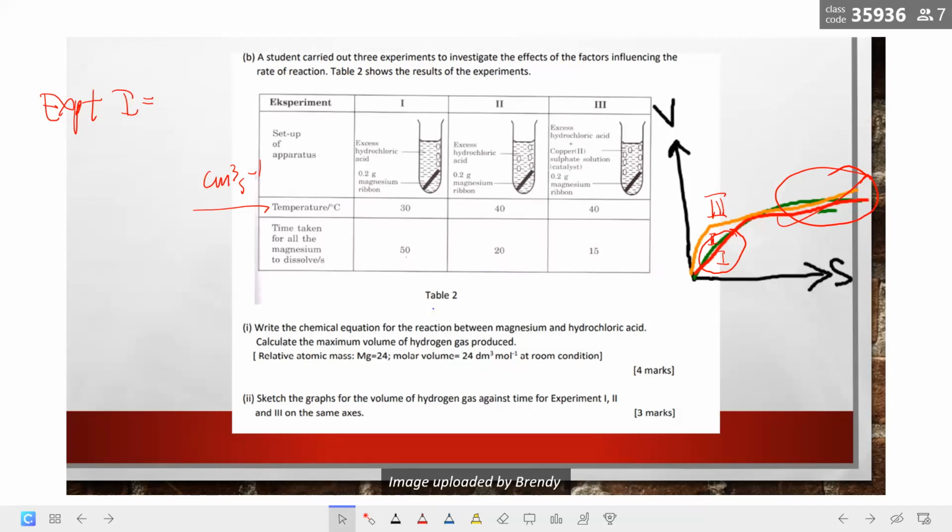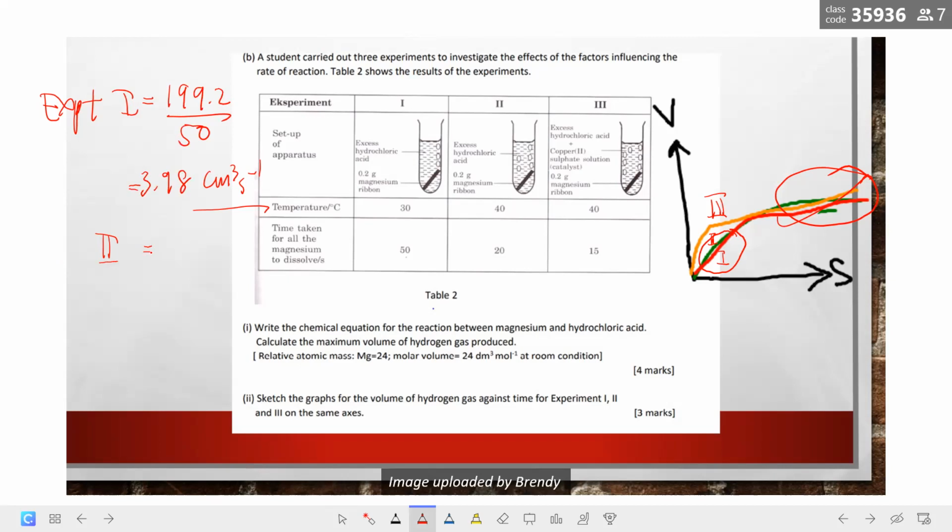Okay, I'll try. I'm not sure if it's correct. I put 199.2 divided by 50. Correct. The answer is 3.98 centimeter cube per second. Okay, 3.98. Who wants to help me with experiment 2?